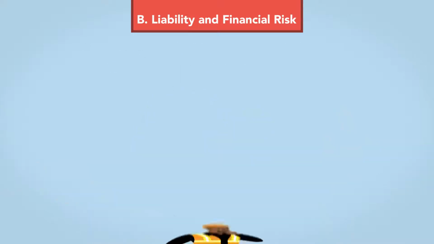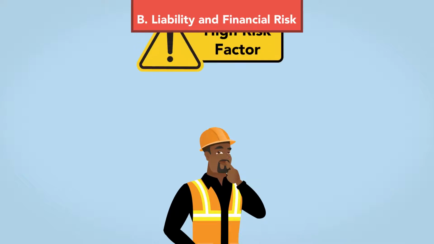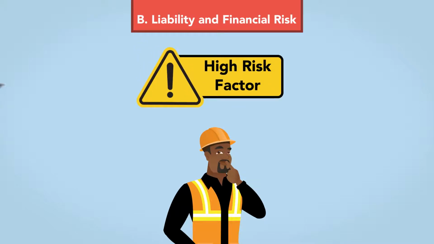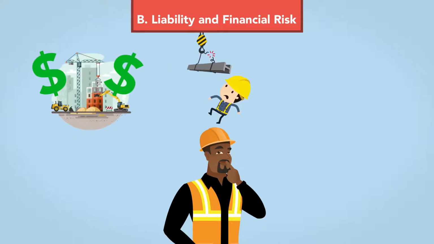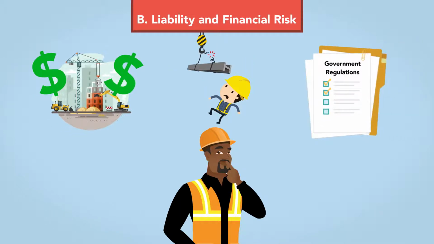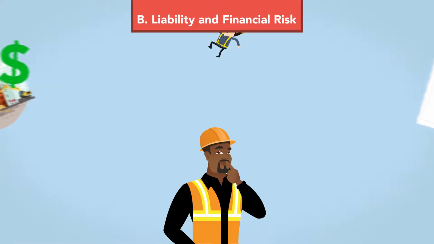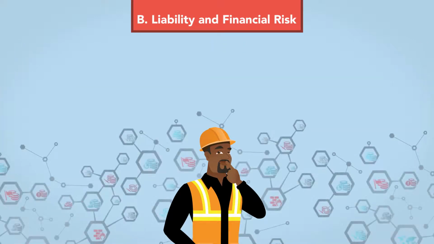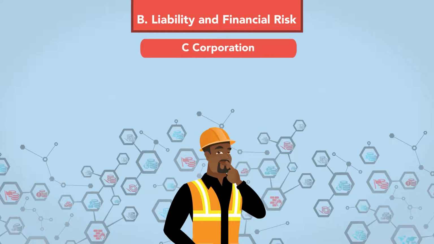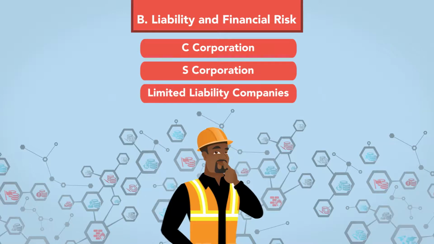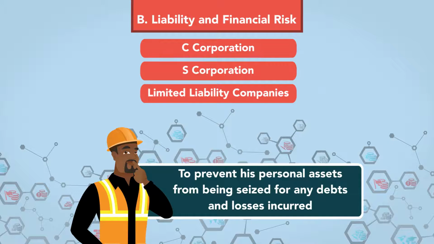For example, assume an entrepreneur wants to start a construction firm. The nature of the construction industry is inherently risky because of the costs of materials, a high rate of on-site employee accidents, and high costs of compliance with government regulations. He may therefore seek separation between himself and his business to avoid personal liability in case of an accident or a job gone bad. In this case, he may form a complex legal structure or multi-layered business entity, such as a C corporation, S corporation, or limited liability corporation, to prevent his personal assets from being seized for any debts and losses incurred.